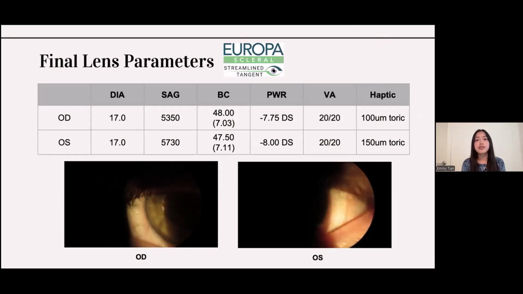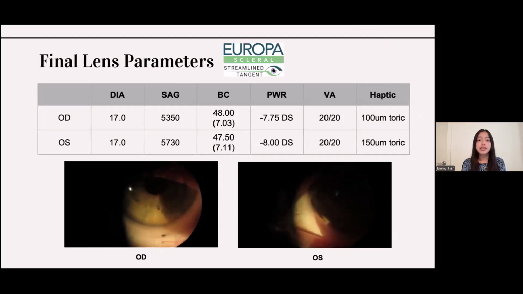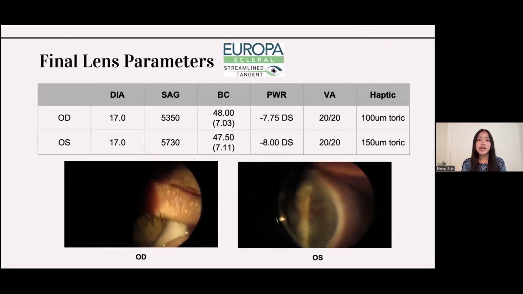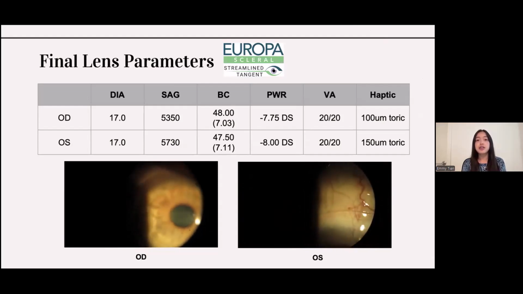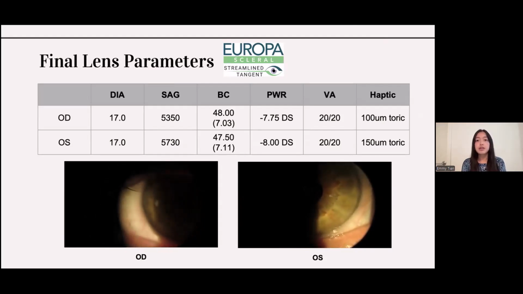These are the parameters of the final lenses that we finalized for the patient. We utilized the Europa Tangent design in a 17.0 millimeter diameter. You can see that the sag of the left eye is greater than that of the right eye, corresponding with the severity of the keratoconus. Both lenses had a myopic power, and the patient was able to achieve a good acuity of 20/20 in each eye. Both lenses also had a toric haptic to better align the edges of the lens to the patient's sclera.